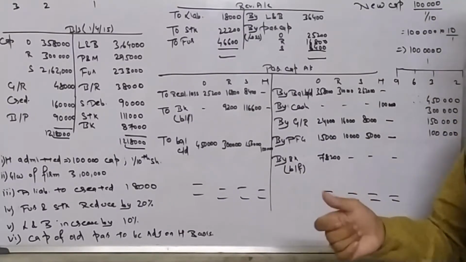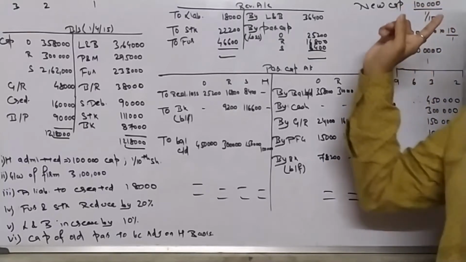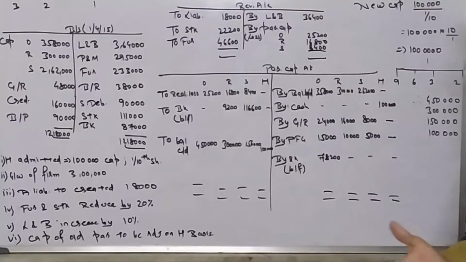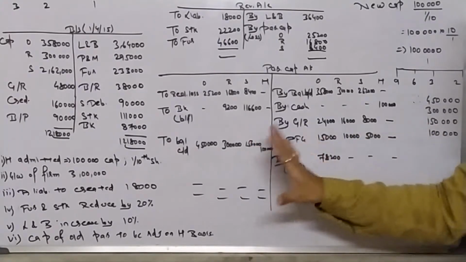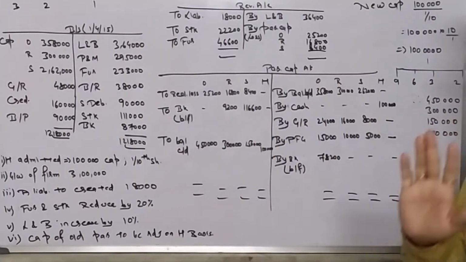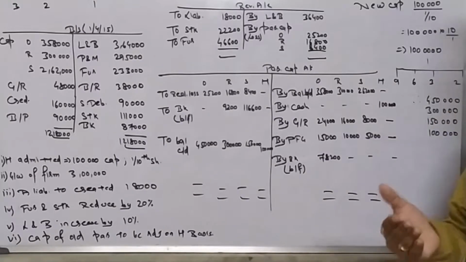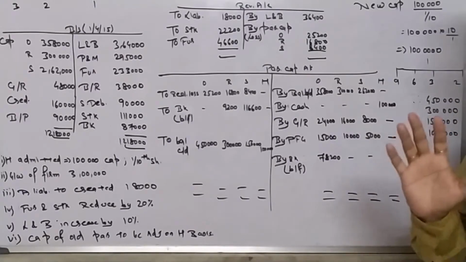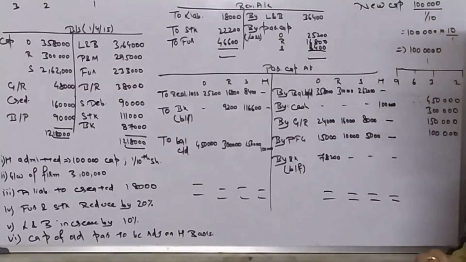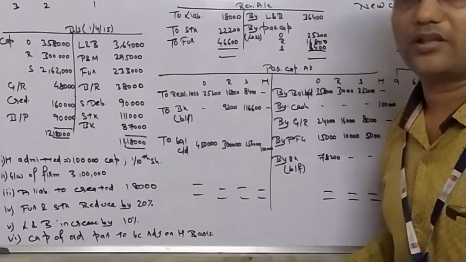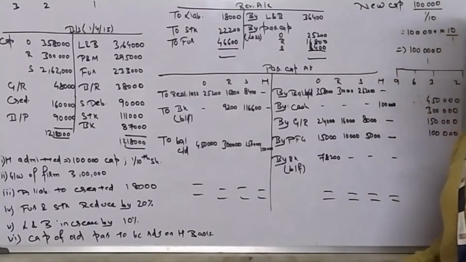Now, gaining ratio and sacrificing ratio is old ratio minus new ratio. You will get who is gaining and who is sacrificing. Here all the three old partners are sacrificing, and the new partner is gaining. Try it yourself. If you don't find it, come to me and we will discuss it in our live class. But the basic logic is this: first we need to calculate the new PSR, second, the gaining and sacrificing ratio.